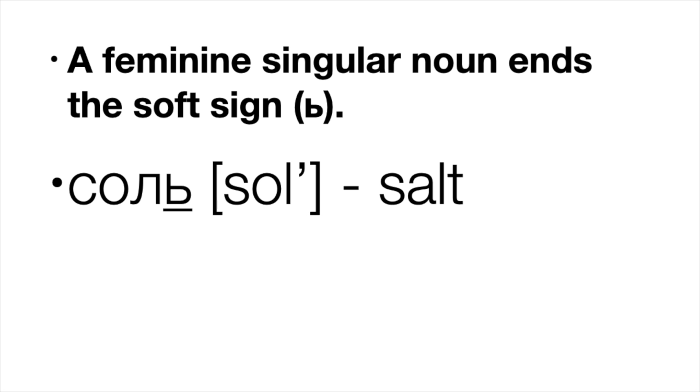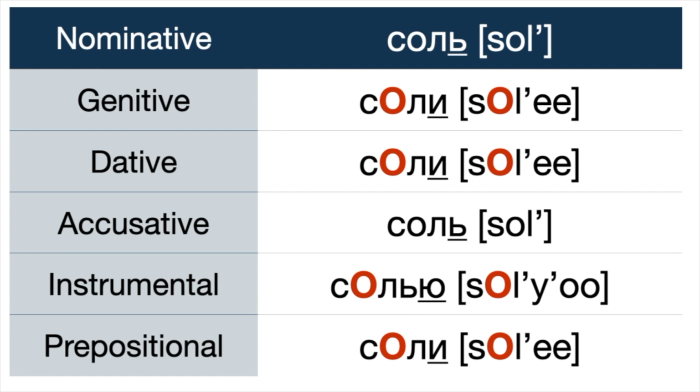If we deal with a feminine singular noun that ends in the soft sign, for example, соль, salt, it has the following endings. Let's have a look at them. Nominative, соль. Genitive, соли. Dative, соли. Accusative, соль. Instrumental, солью. Prepositional, соли.